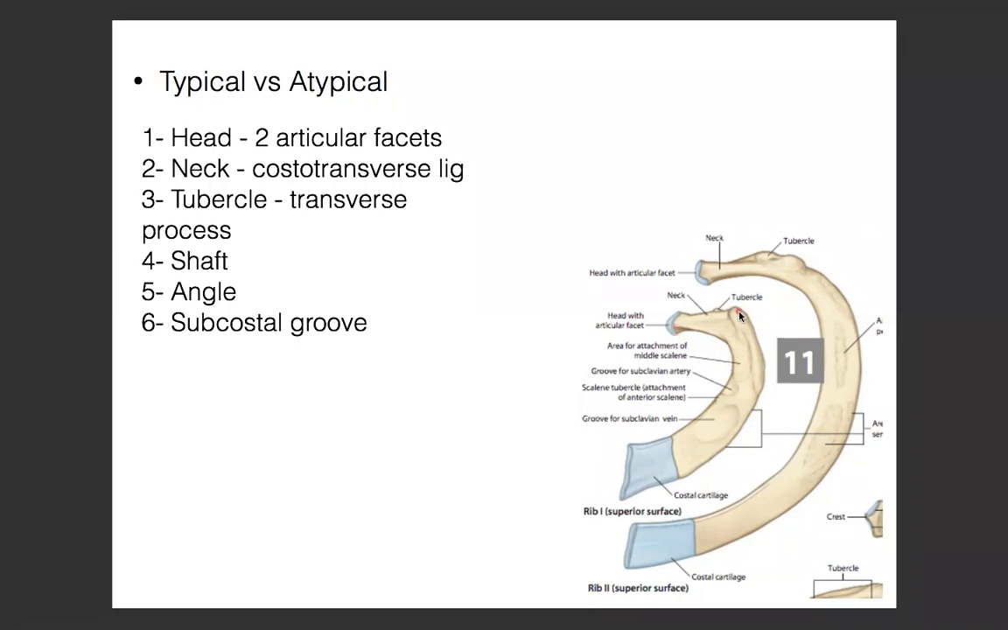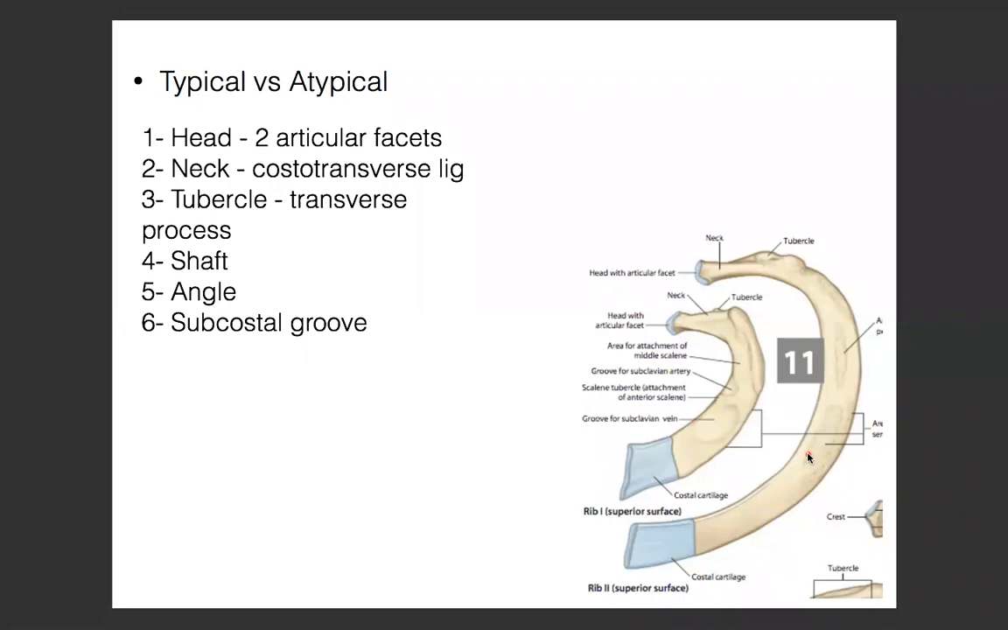It also has an extra tubercle, which is a tubercle for the attachment of the scalene muscle, so it's called the scalene tubercle. And it has an additional groove for the subclavian vein. So these things make the first rib atypical. The second rib is also atypical because of the shaft.